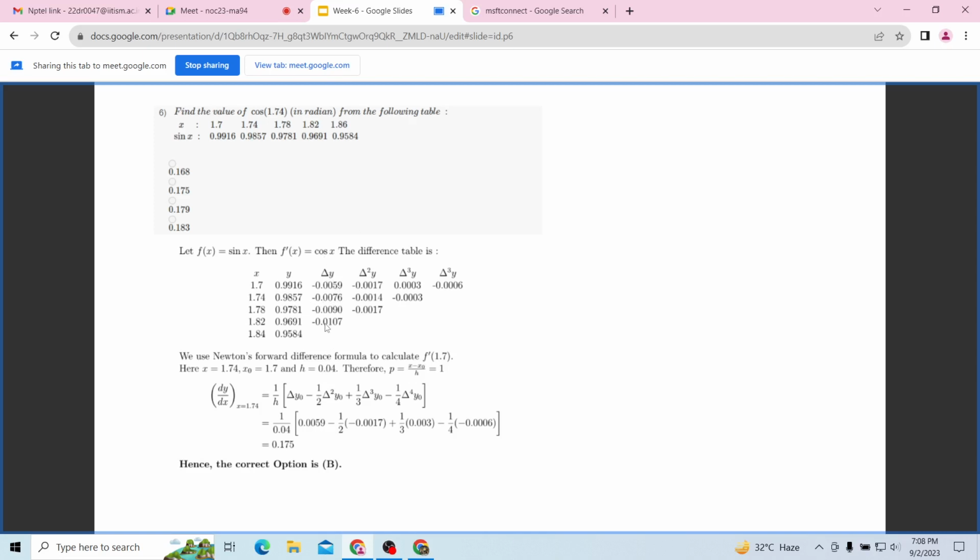Similarly, you will get the first forward difference, that is del y, and calculate del square y. For that, minus 0.0076 minus of minus 0.0059 will give you minus 0.0017. So in the similar manner, you will get del square y, del cube y, and del 4y. Okay. So let's use Newton's forward difference formula to calculate f dash at 1.74. That will give you cos of 1.74. So here x is 1.74, x naught is 1.7, right?